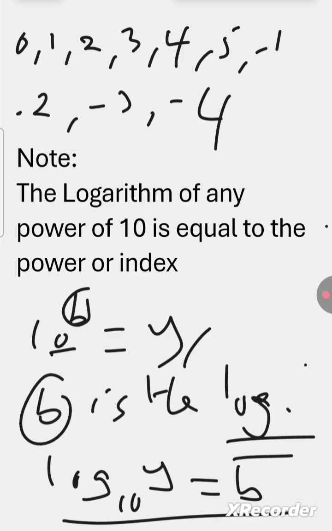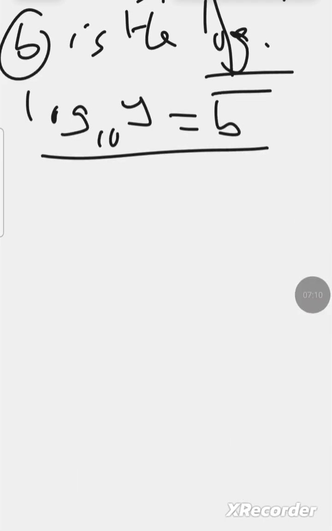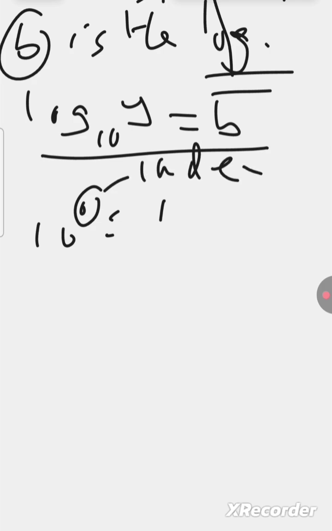So we are taking the plural of logarithms, which are referred to as indices. So 0 is the index. The 0 index is the logarithm of 1 to base 10. So we are saying 10 power 0 equals 1, so our 0 is the index. This is the index. This is our number.